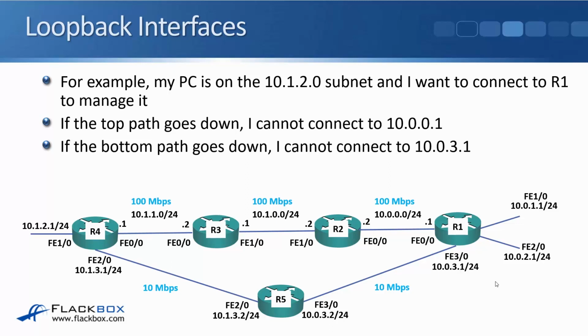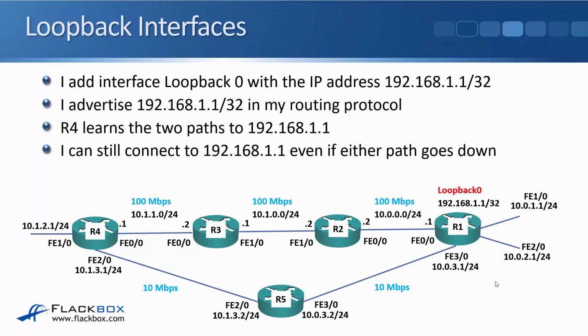If the bottom path goes down, we can't connect to 10.0.3.1. So we're going to use a loopback, so that way we get a single IP address that we can use to connect to R1, even if one of those paths goes down. So what we do is we add interface loopback 0 and we give it IP address in our example 192.168.1.1/32. You can use any IP address you want for the loopback, and we then advertise that in the routing protocol. R4 will then learn the two paths that it can use to get to 192.168.1.1, and it will use whichever one has got the lowest cost, or both if they've got equal costs.